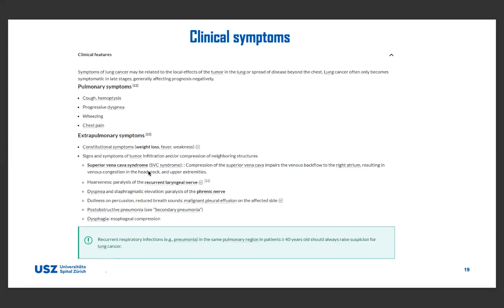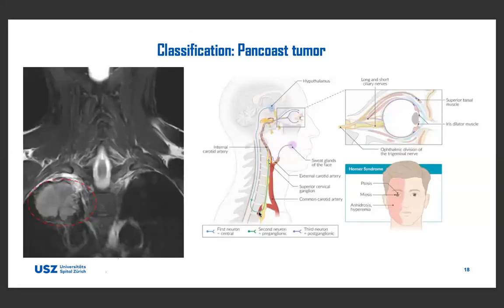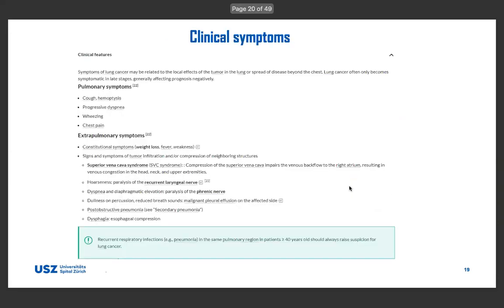And as already explained, because of the anatomical location, we could have some compression of vessels, for example, superior vena cava syndrome, where you have the compression of superior vena cava, which impairs venous backflow to the right atrium, resulting in congestion in the head, neck, and upper extremities. The voice can also be affected. You need to keep in mind that there are a lot of nerves here, so it means it's not only the Horner syndrome that can be present, but also the voice can be affected. And in addition, what we have already mentioned, so dyspnea, if patients have difficulties breathing, and also very important if they have difficulties swallowing and eating.